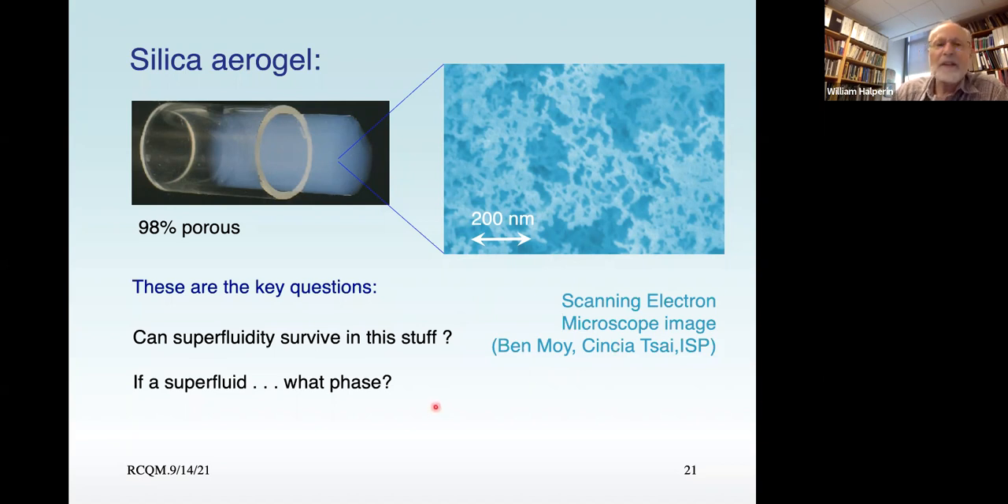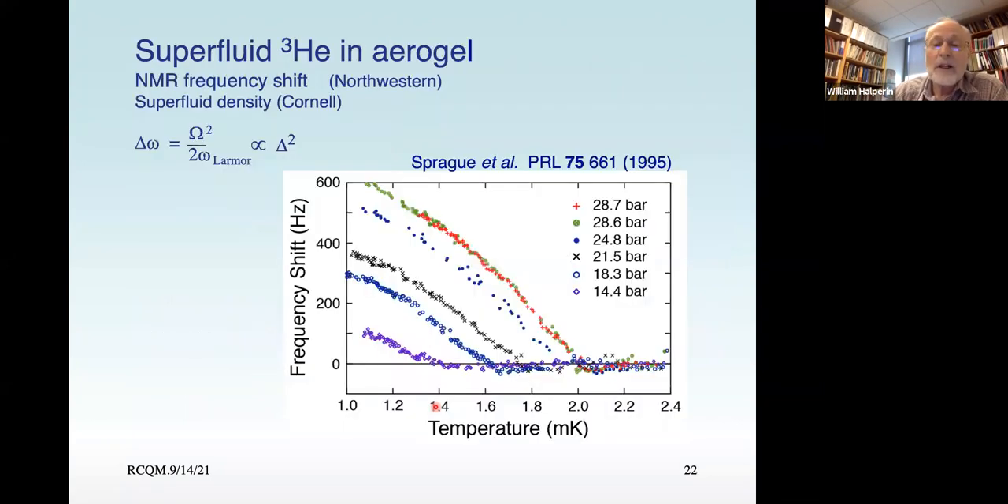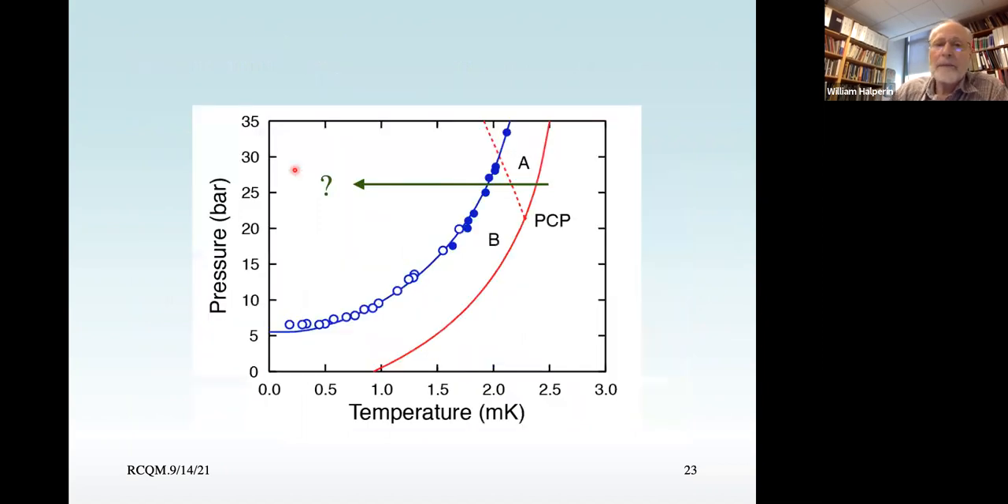So what kind of phase is this? So this is a new kind of problem, the problem of impurities in a well-known superfluid. And here you can see the frequency shifts that I'd mentioned previously, onsetting, indicating the onset. This was done also slightly before by my colleagues at Cornell and Jivek Parpia's group measuring the superfluid density. And I remind you that the frequency shift here is proportional to the average square of the energy gap.